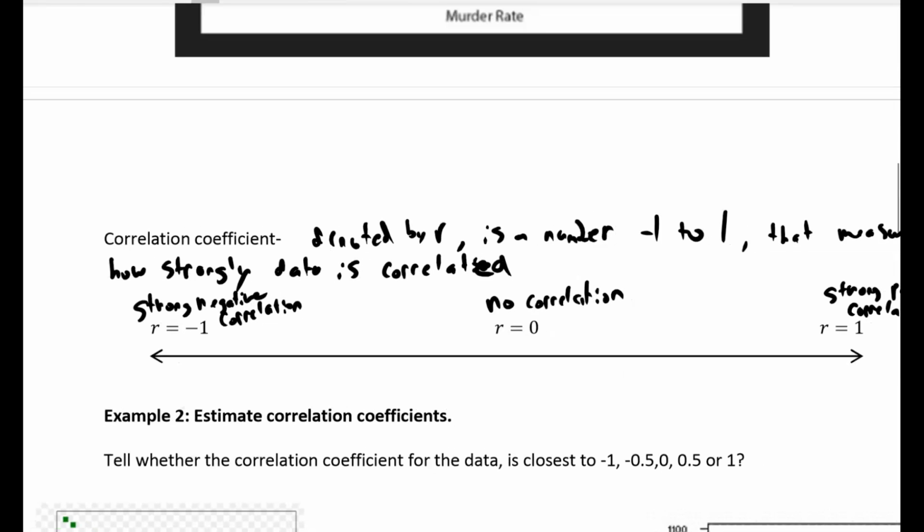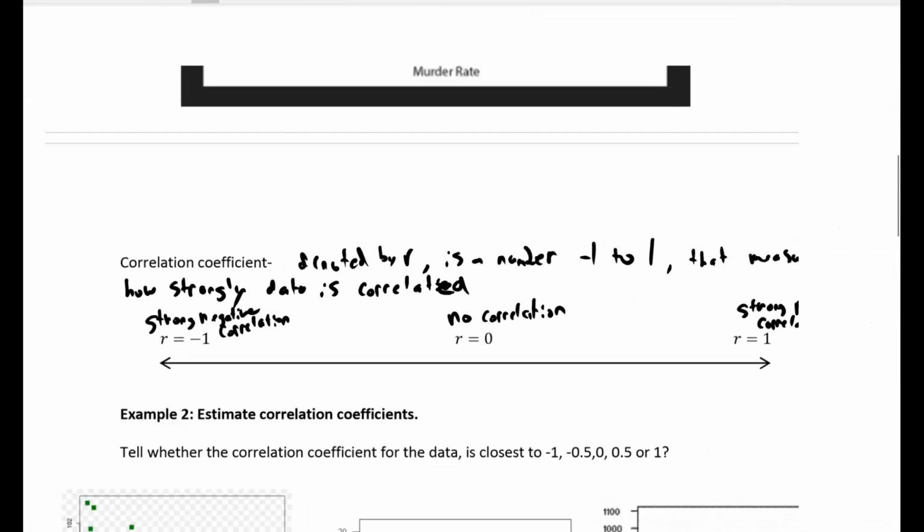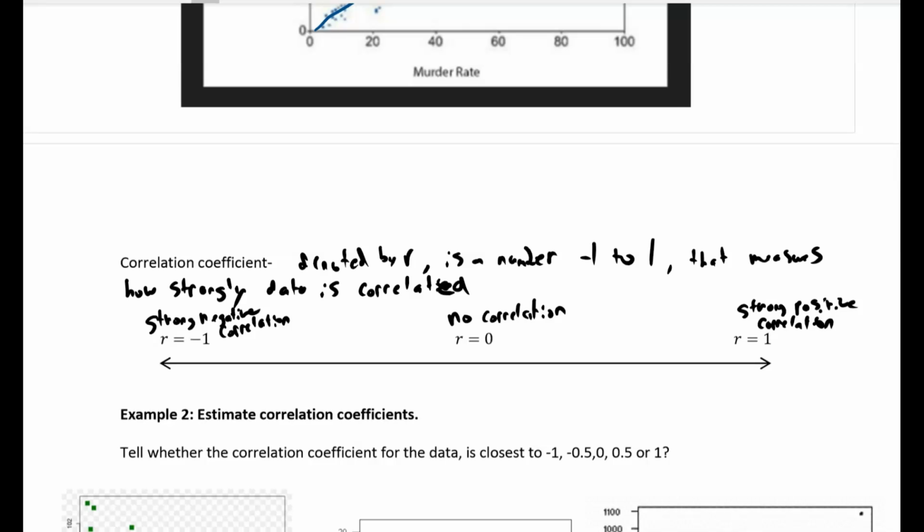Okay, so if you're at 0, there seems to be no correlation in the data. 1 means there's strong positive correlation, and -1 means there's strong negative correlation, which leaves us a lot of leeway in these areas, right? Between 0 and 1, between 0 and -1. So you can have things that are seemingly positively or negatively correlated, but maybe not strongly so.